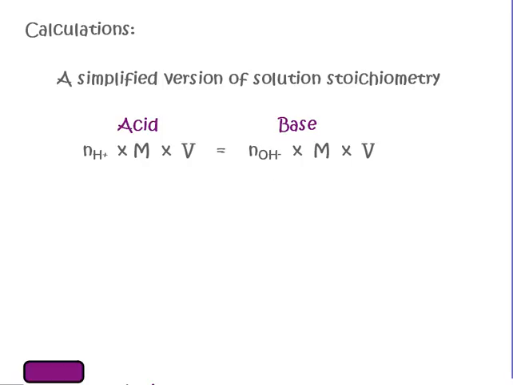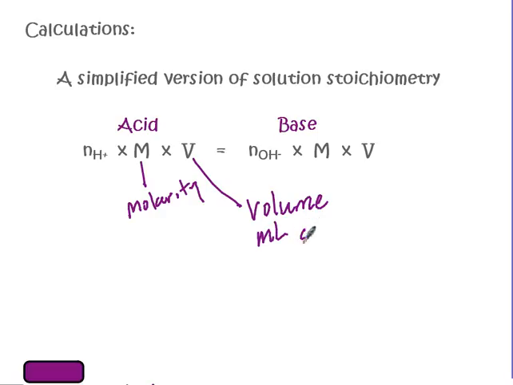Let me write out what each of these symbols are. The M here stands for molarity. This is the concentration, or how much stuff is in there. And then the V here stands for a volume. Now, this volume could be in milliliters or liters. It doesn't matter which. It could be in quarts, gallons. It doesn't matter, but typically, it's in milliliters.